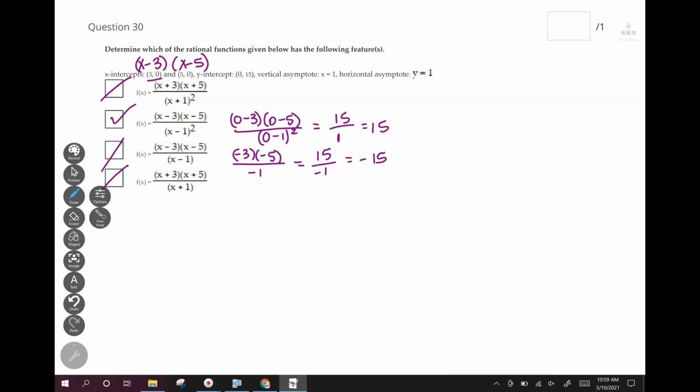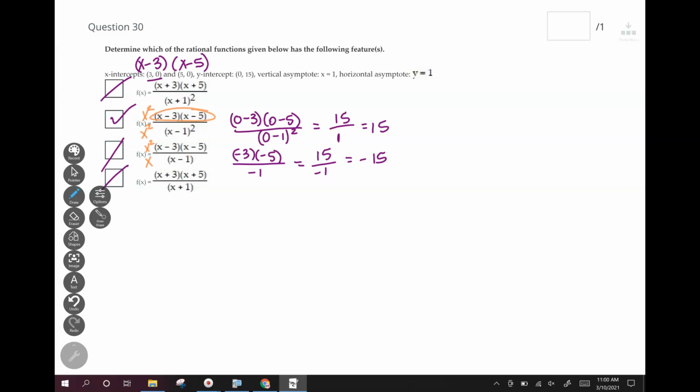But let's keep going. Vertical asymptote at x equals 1 means I should have x minus 1 in the denominator. Both of them have x minus 1. So that's good. Horizontal asymptote, the degrees have to be the same. So this one's important. The degree in the numerator here is 2, because if I multiplied this, I would get x squared. The degree in the denominator, if I FOILed that, would also give me x squared. However, on C, I would get x squared in the numerator, but in the denominator, I would just get x.